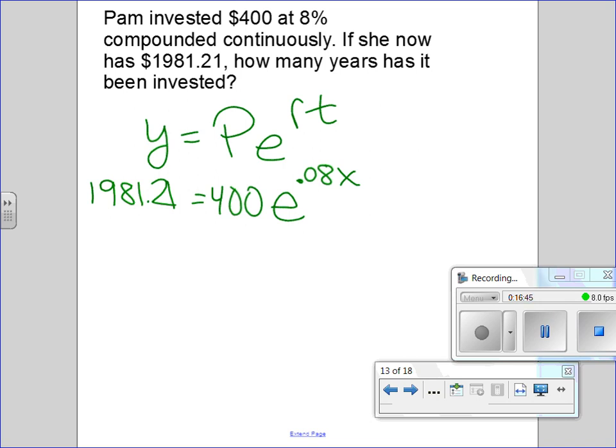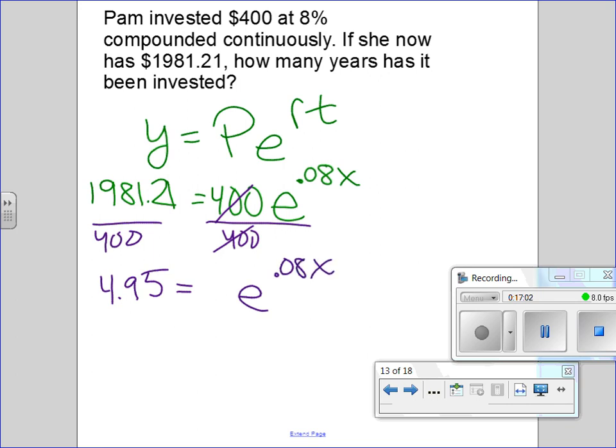Divide by 400 is definitely correct. Divide by 400 on both sides. Gives me 4.95. How can we cancel the E? ln on both sides because ln has a base of E.